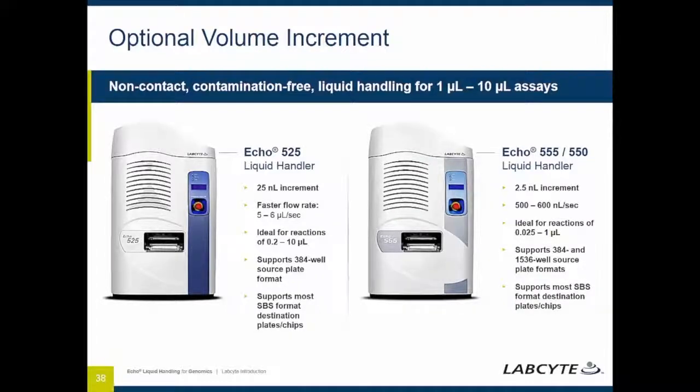The Echo liquid handler comes in two main varieties. The 525 transfers in 25 nanoliter increments at 5 to 6 microliters per second, and this is ideal for reactions of 0.2 to 10 microliters. The 55X transfers in 2.5 nanoliter increments at half a microliter per second, and is ideal for reactions from 25 nanoliters to 1 microliter.